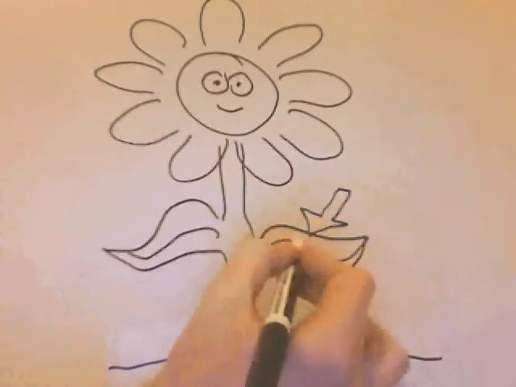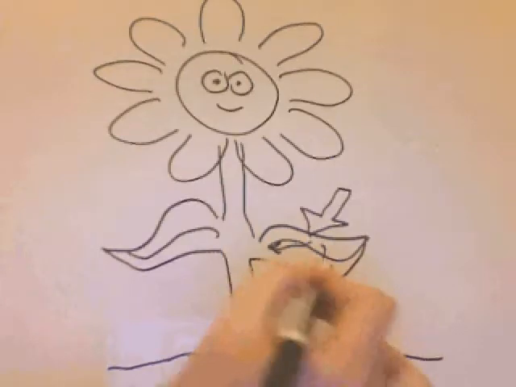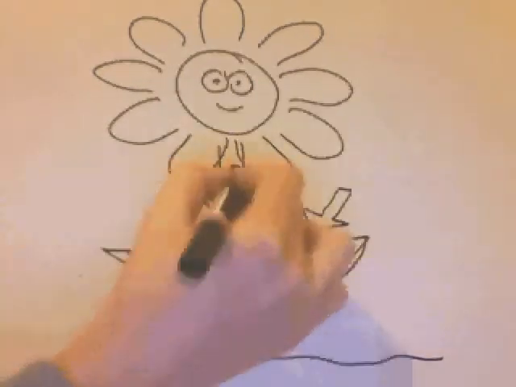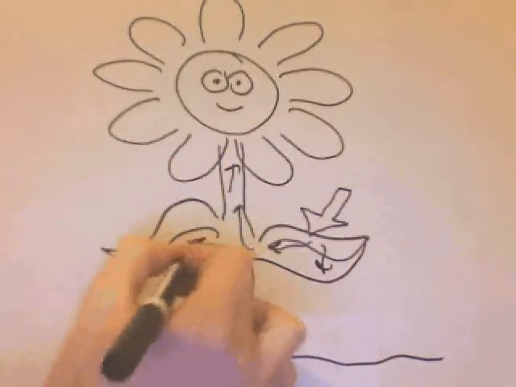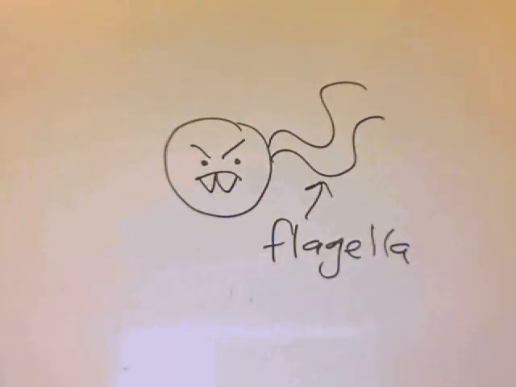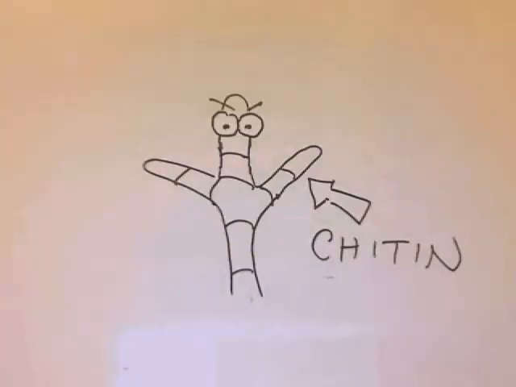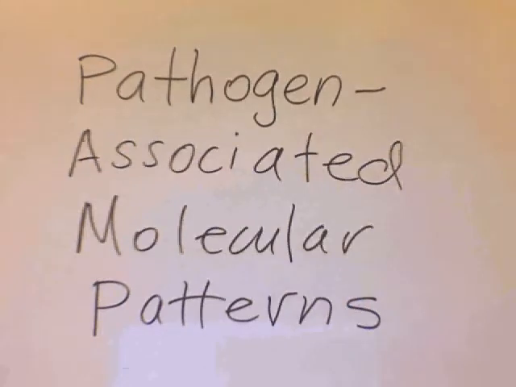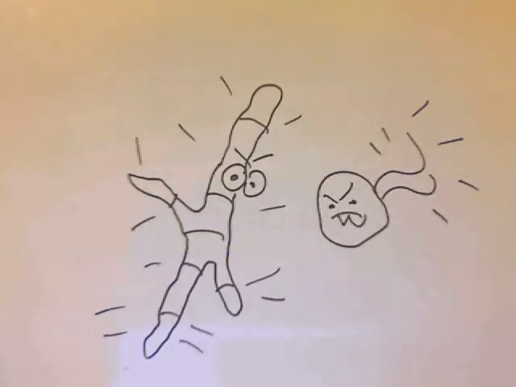The plant senses and detects the pathogen through proteins contained in the pathogen's body parts, and a chemical alarm is sounded throughout the plant. Examples of the proteins are flagella in bacteria, the squiggly tails that help them move, and the proteins that make up cell walls of fungi called chitin. The proteins are called pathogen-associated molecular patterns, or PAMPs. Most pathogens generally have PAMPs, which act like bright flashing lights that let the plant know the pathogens are there.